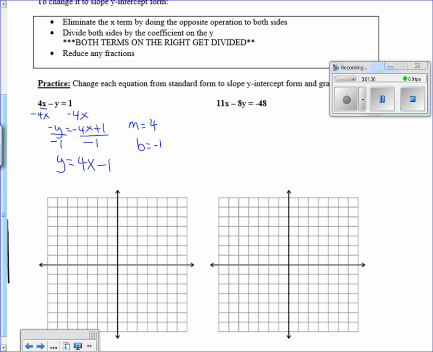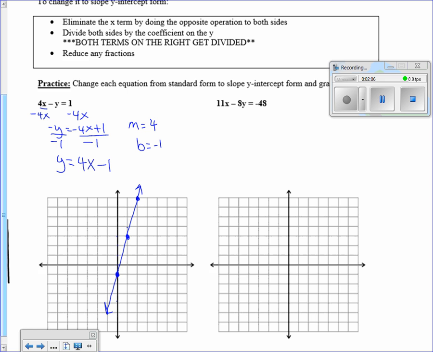So I'm going to go down to negative 1 on the y-axis. Then I'm going to rise over run, 4 over 1. 1, 2, 3, 4 over 1. Now I have a line. Okay, so there's my line. All right, let's do the next one.